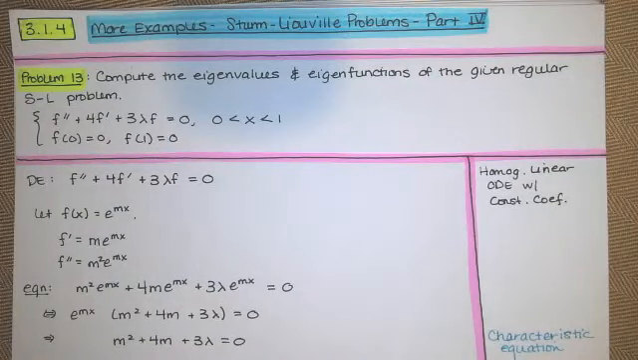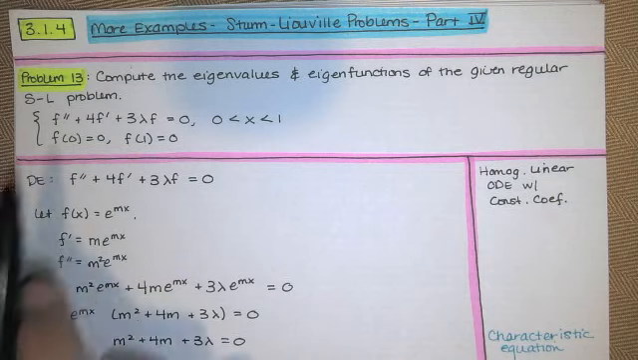In this video, we continue our study of Sturm-Liouville problems with an example. We are solving problem number 13 from Christian Constanda's Solution Techniques for Elementary Partial Differential Equations, second edition. We're asked to find the eigenvalues and eigenfunctions of the regular Sturm-Liouville problem.